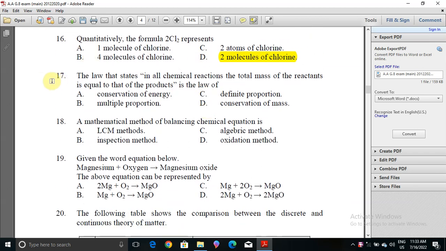Now question number 17. The law that states, in all chemical reactions, the total mass of the reactants is equal to that of the products, is the law of what? Conservation of energy, multiple proportion, definite proportion, or conservation of mass? It says in all chemical reactions, the total mass of the reactants is equal to that of the products. That means it's the law of conservation of mass.